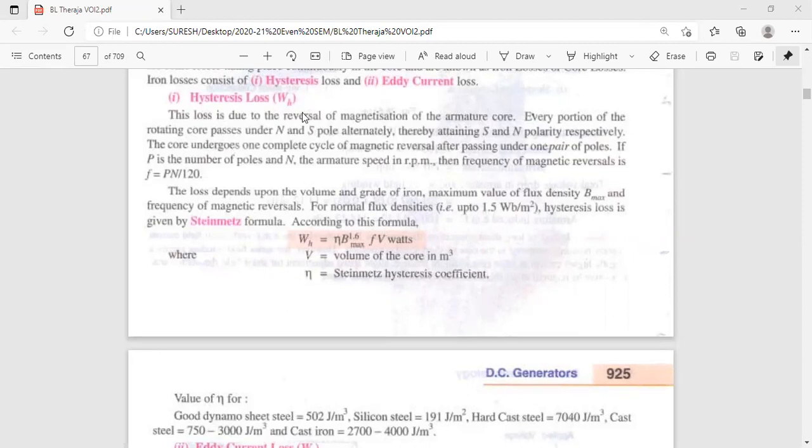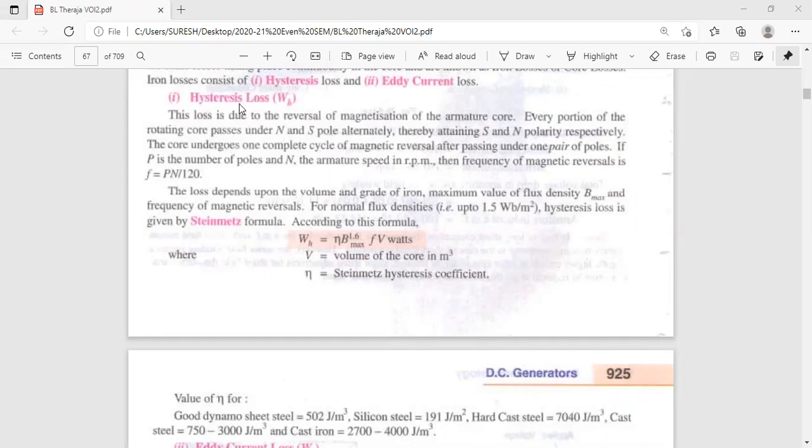See here on the screen it is visible. Iron loss consists of hysteresis and eddy current loss. Hysteresis loss I have already told. This loss is due to continuous reversals of current while magnetizing the iron piece. This is hysteresis loss.